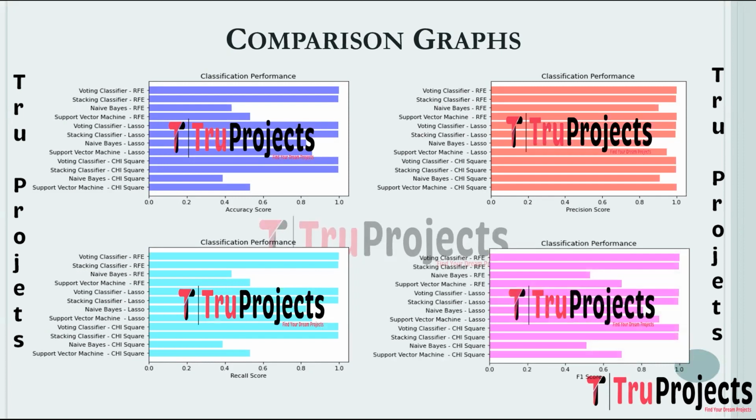This is F1 score comparison graph. It offers a balanced measure of the model's performance by considering both false positives and false negatives, serving as the harmonic mean of precision and recall. Algorithm which performs well among all these metrics will be used for final prediction.